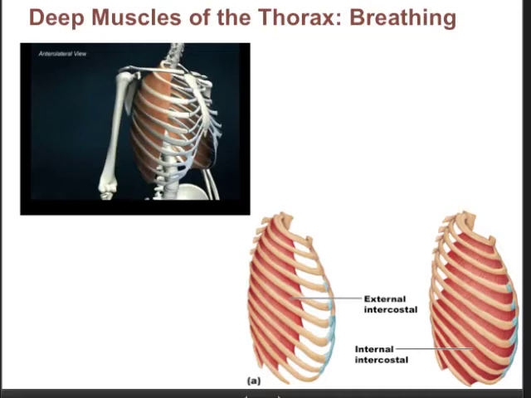The external intercostals are superficial muscles and they elevate the ribs for inspiration, so that's breathing in, while the internal intercostals are deeper muscles and they aid in forced expiration, so that's blowing out. So you can see that the external intercostals are superficial and lateral and run between the ribs, while the internal intercostals are deep and more medial and run between the ribs, and they aid again in breathing. So with that, let's take a listen to the muscles of breathing.